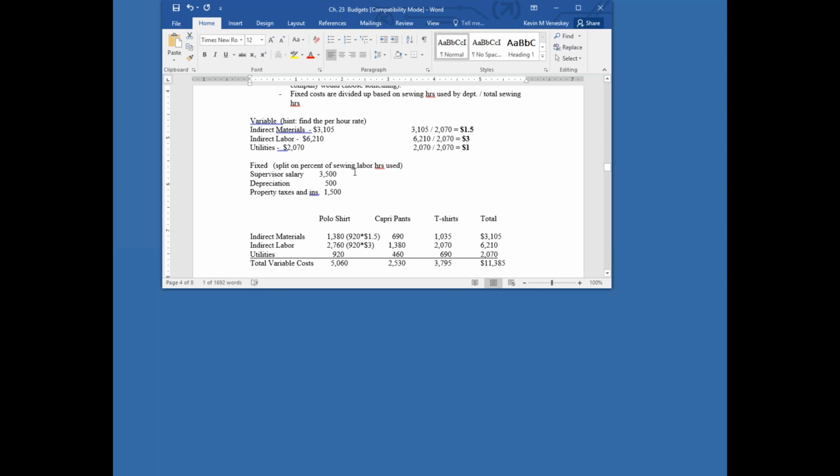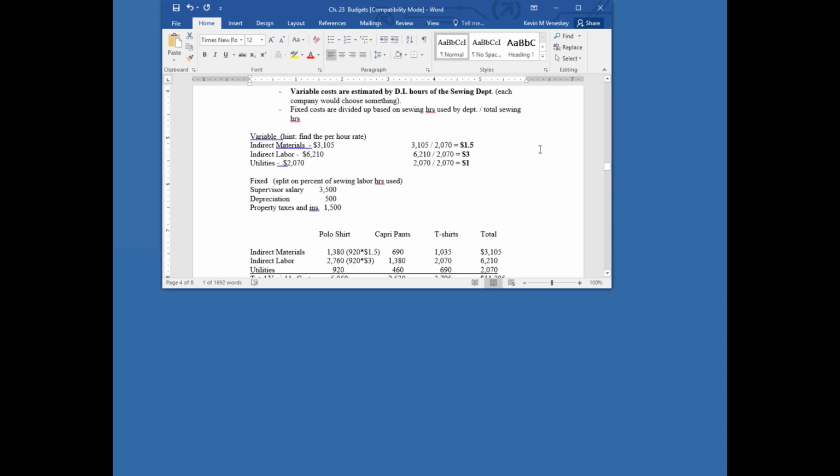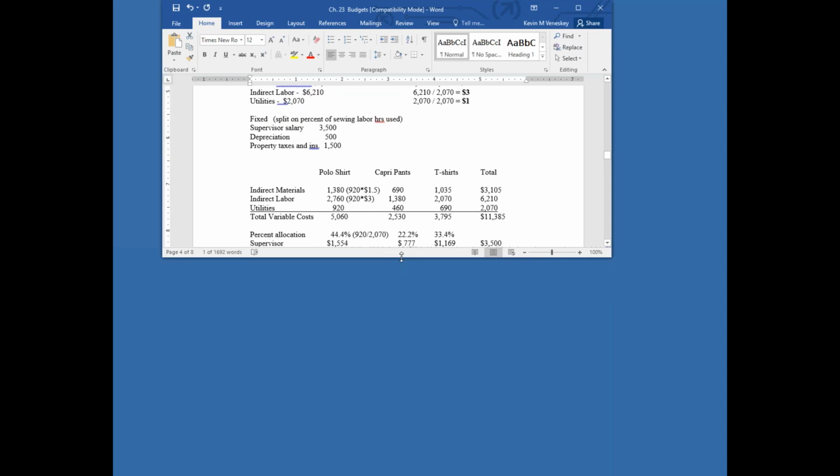Okay, going back now to the fixed. Remember I said we're going to do this. It probably makes the most sense to split this on a percentage basis. How much did my sewing use in total over the total amount of hours? So 920 over the 2,070. So the first thing I would do is just break everything down into percentages. The polo shirt, whatever the fixed costs are, they're going to get 44.4%. Capri and then the t-shirts get the rest. If you add all of these up, they do come out to be 100%.